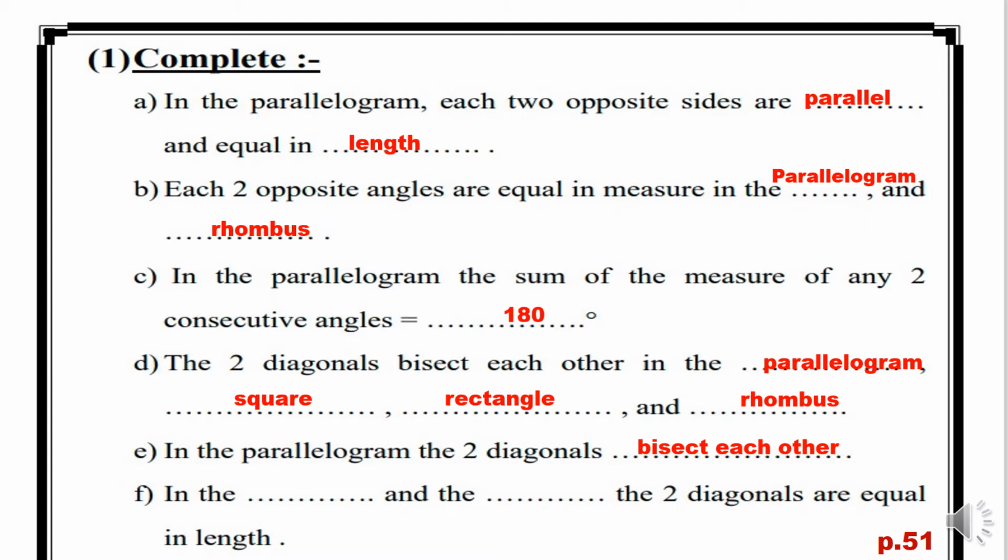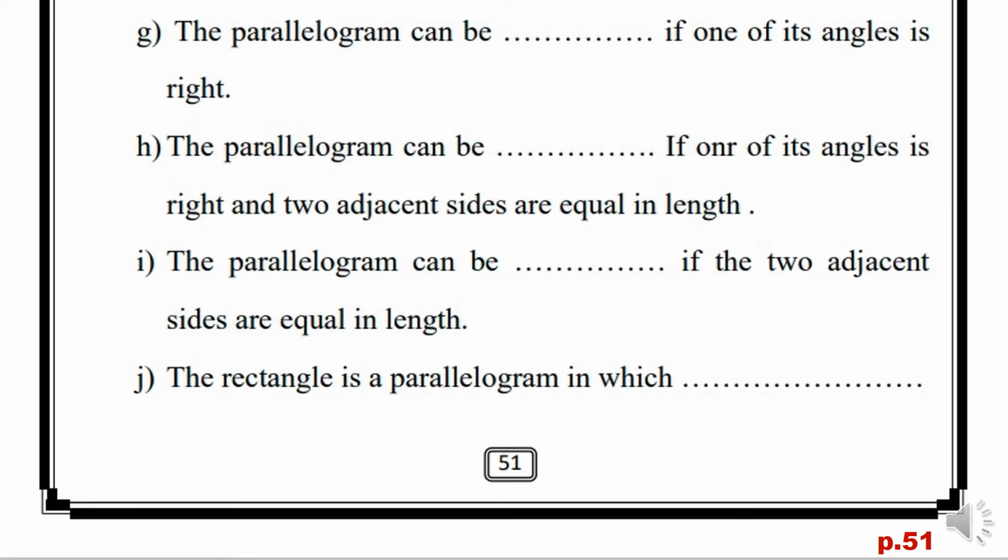In the what and the what, the two diagonals are equal in length. The two diagonals are equal in length only in the square and rectangle. Letter G. The parallelogram can be what if one of its angles is right. It can be a rectangle.